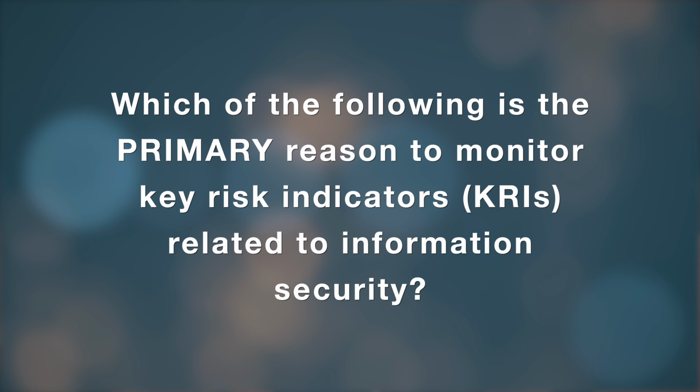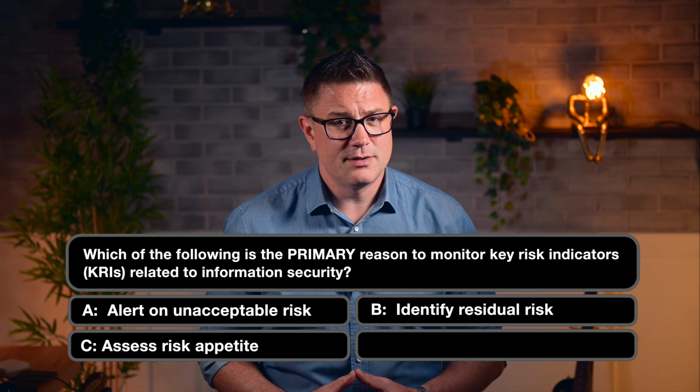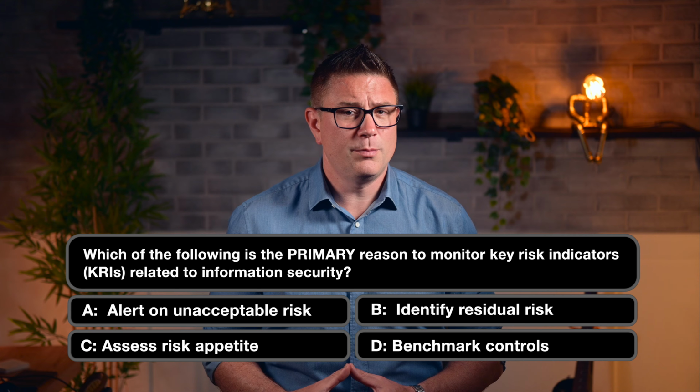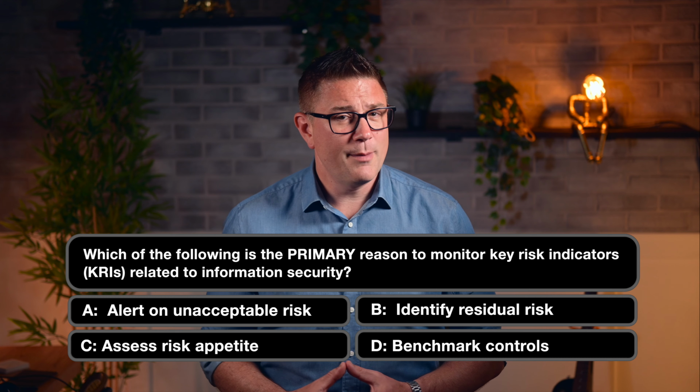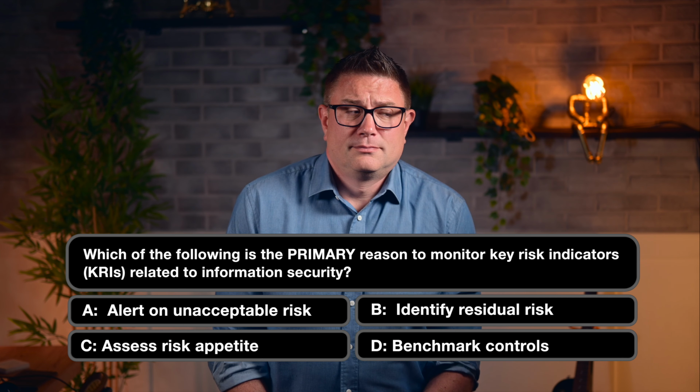Which of the following is the primary reason to monitor key risk indicators, or KRIs, related to information security? Is it A, alert on unacceptable risk? B, identify residual risk? C, assess risk appetite? Or D, benchmark control performance? Which of these is the primary reason to monitor KRIs? Take a second.